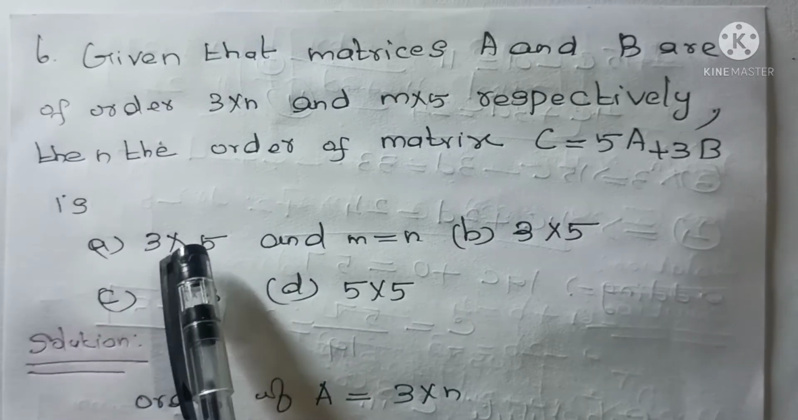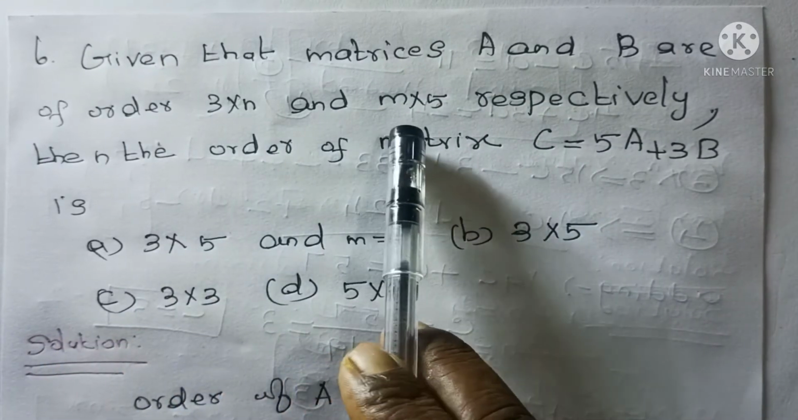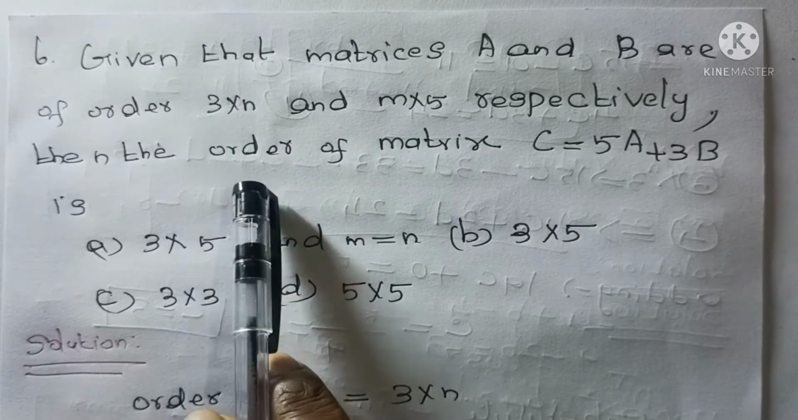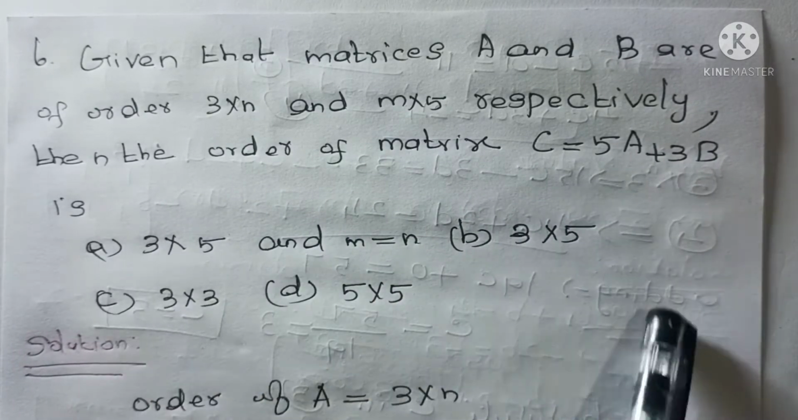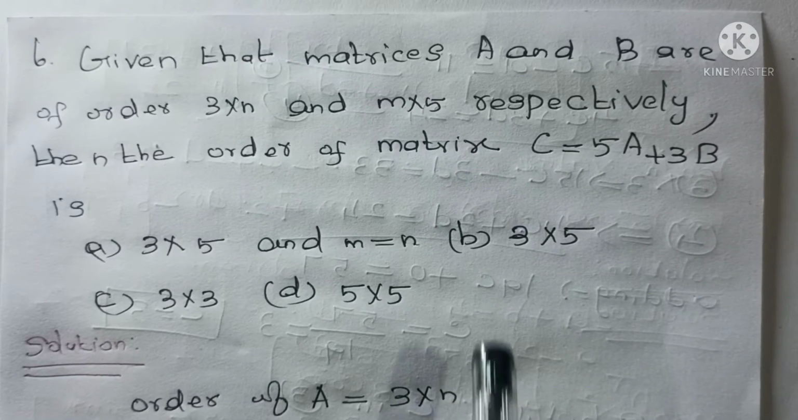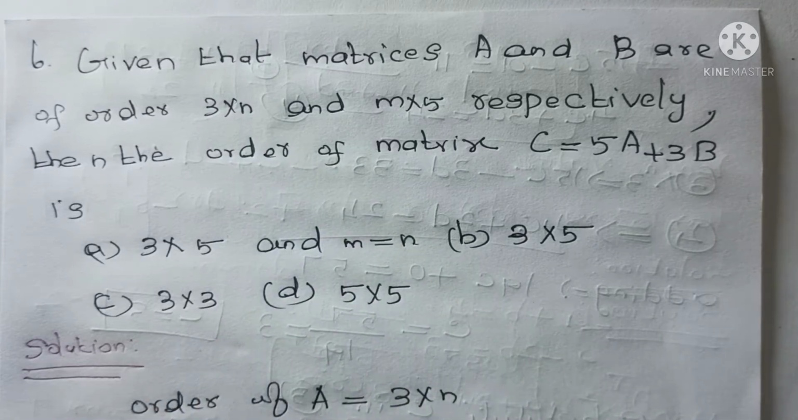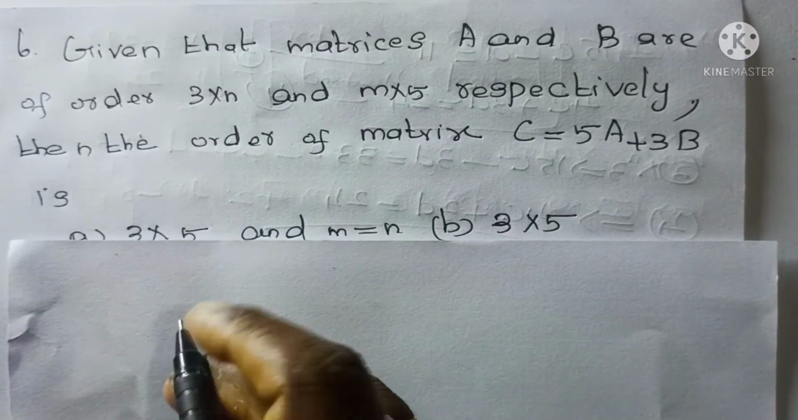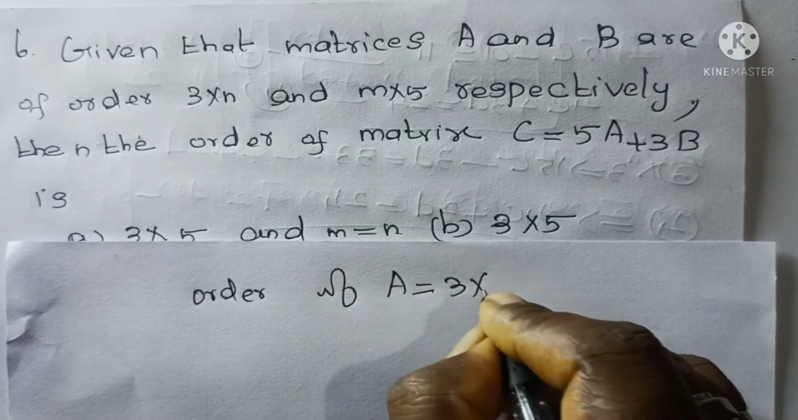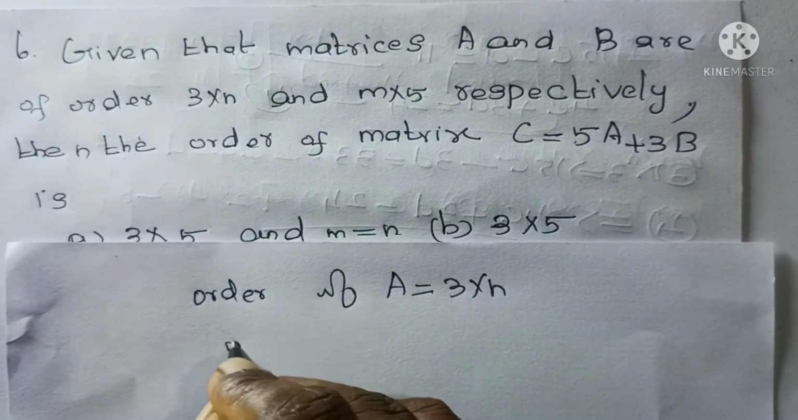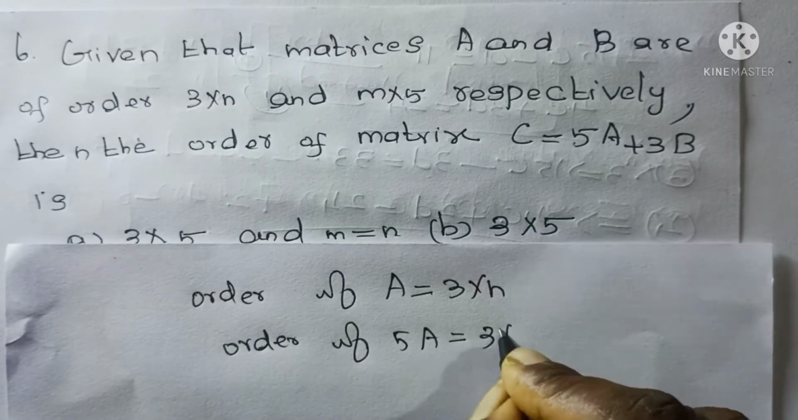Next move on to sixth question. Given that matrices A and B are of order 3 by n and m by 5 respectively, then the order of matrix C is equal to 5A plus 3B is. They have given options. Here the order of A is 3 by n, correct? So what is the order of A? Order of A is 3 by n. So what is the order of 5A? Order of 5A is equal to again 3 by n.